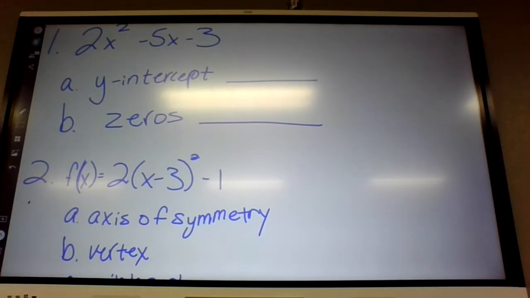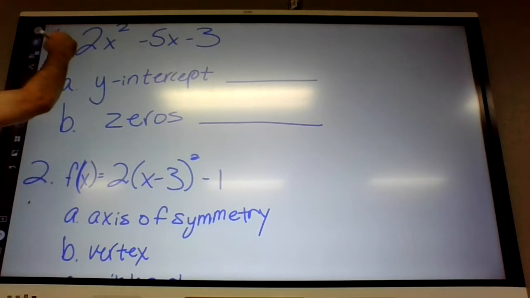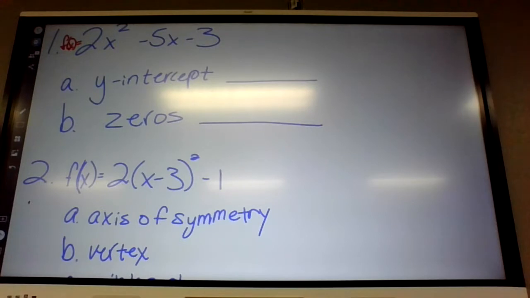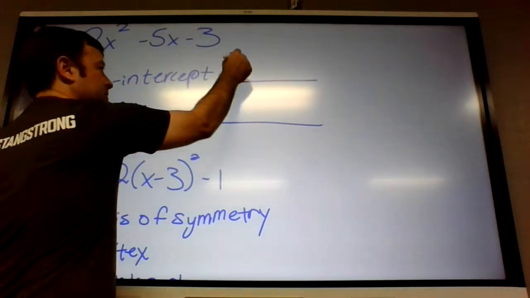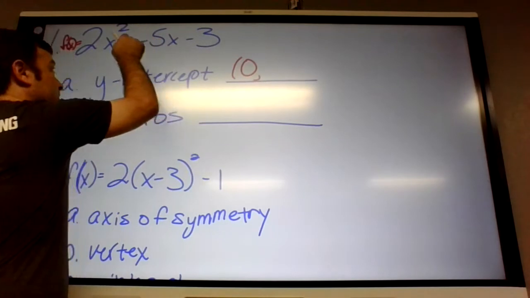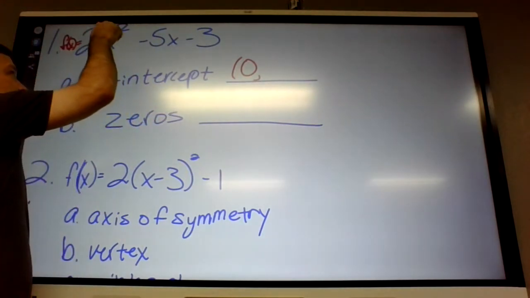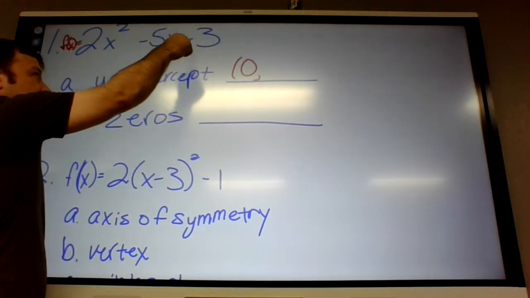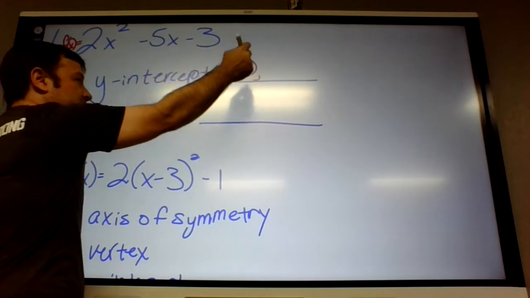I should have put f of x equals on the front of this. I kind of forgot because it's not important, but how do we find the y-intercepts? Plug x as 0. Right. You make the x value 0. So all you do is you put 0 in for x. 2 times 0 squared minus 5 times 0 minus 3 is negative 3.